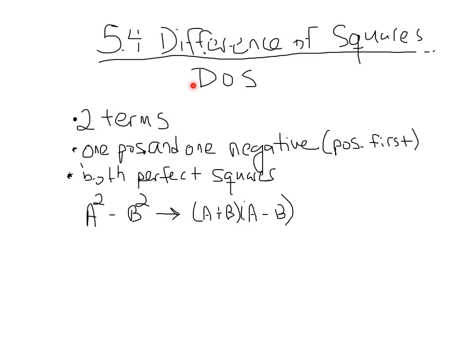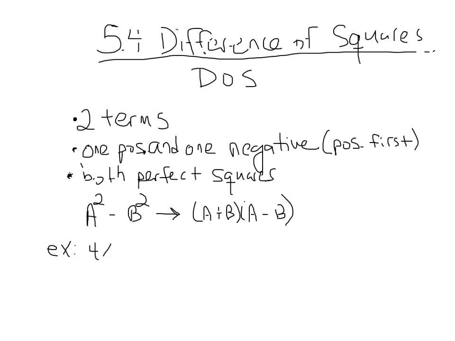Probably the easiest type of factoring that we're actually going to cover, and our last type of factoring we're going to cover. To be a DOS, there have to be only two terms. It's the only type of factoring with two terms. One term has to be positive, one term has to be negative. You'll always put the positive term first, and both terms have to be perfect squares. So every DOS will look like this: a squared minus b squared. And if you can make it look like that, it will always factor into a plus b times a minus b. So here's a first example.